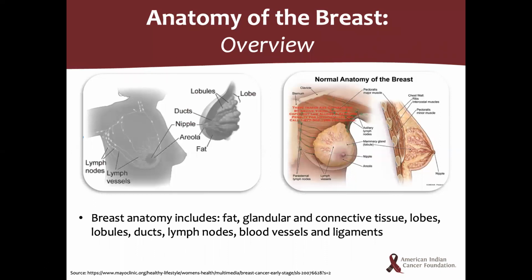According to the Mayo Clinic, the structure of the female breast is complex. The breast anatomy includes fat, glandular and connective tissue, as well as lobes, lobules, ducts, lymph nodes, lymph ducts, blood vessels, and ligaments. The breast does not, however, contain any muscle. The muscles lie beneath the breast, separating them from the ribs.